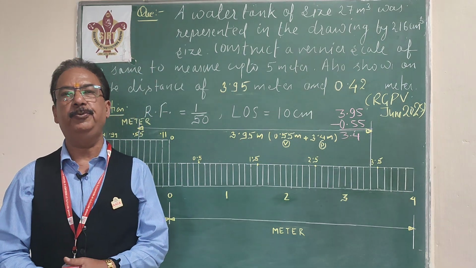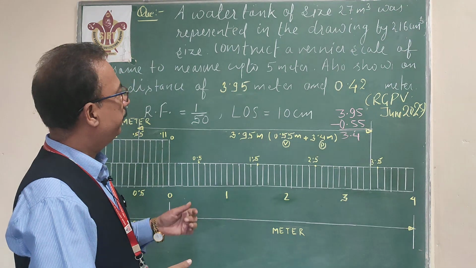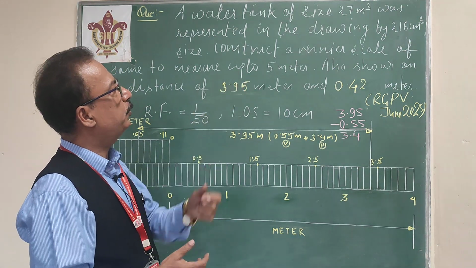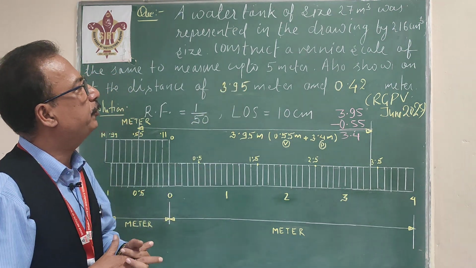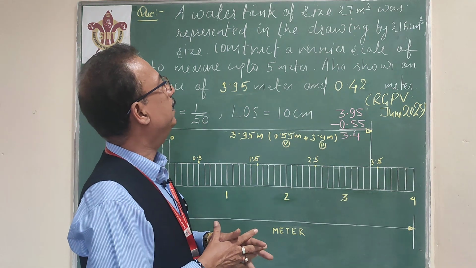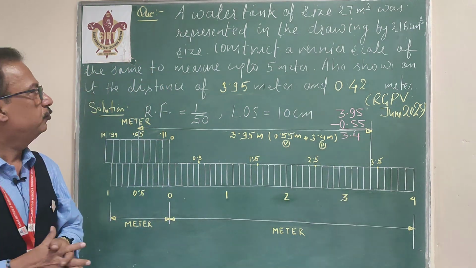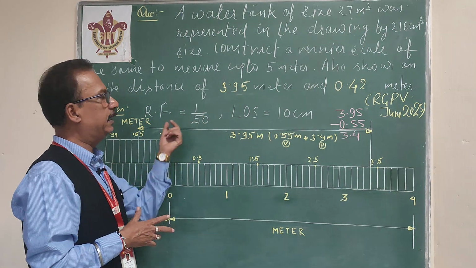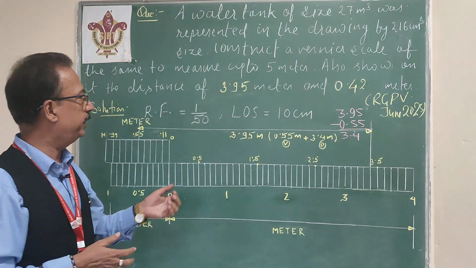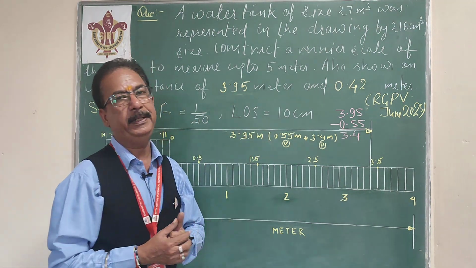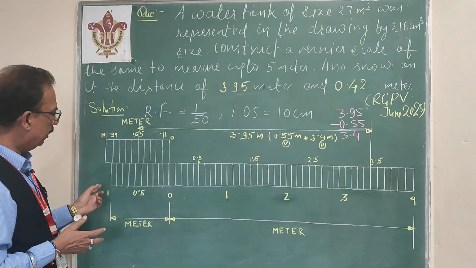In the case of volume you have to take the cube root. The cube root of 216 centimeter cube is 6 centimeter, and the cube root of 27 meter cube is 3 meter. So we get the RF as 1 upon 50, which you can easily find out, and the length of the scale will be 10 centimeter. After that, now we will start.